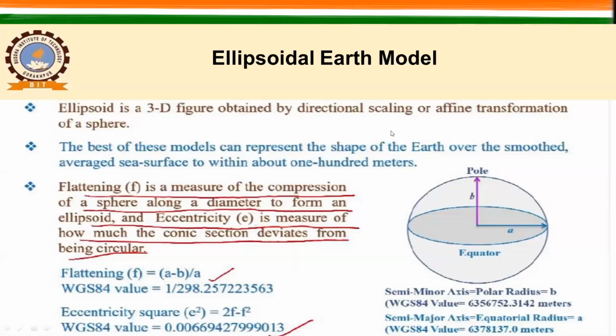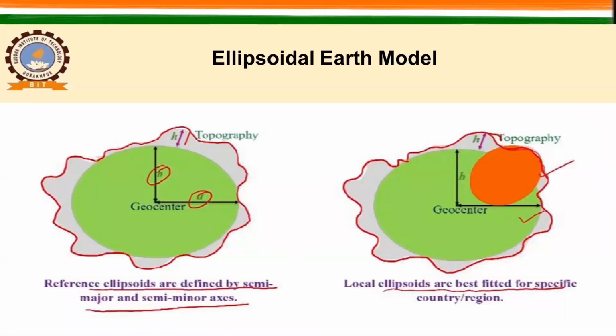This is our Earth, and these are the pole and equator. When we see the semi-minor axis and major axis, basically the major will have the greater value. Suppose this is your ellipsoid. Here this is your semi-minor axis, and this is your semi-major axis, right?